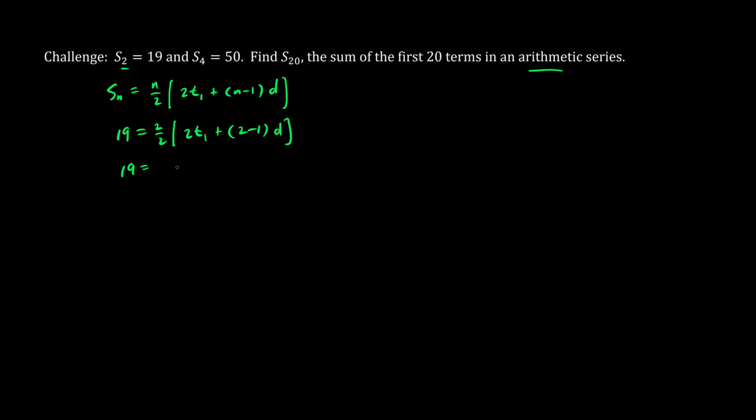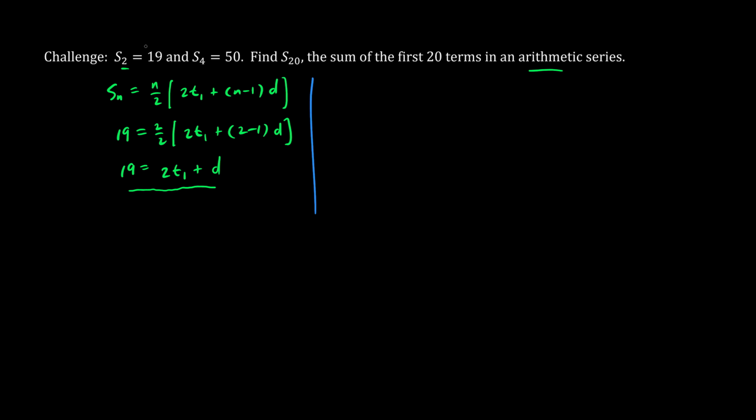2 divided by 2 is 1, so we're not going to bother writing this. We have 2t1 plus 2 minus 1 is simply 1. 1d is just d. So we have one equation and two different unknowns. Later in this course, you'll be learning something called systems of equations, so please don't worry about this question if you haven't learned about it already. However, you should be able to understand the algebra.